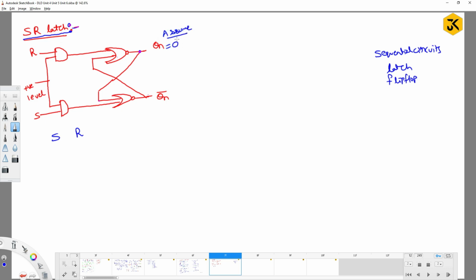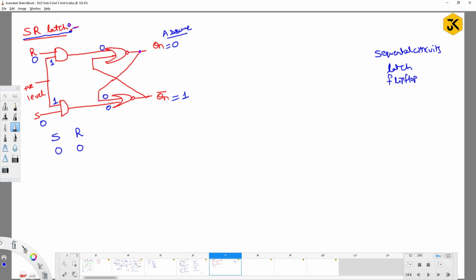Q1 is 0. If Q1 is 0, what should definitely be at Q1 bar? It should definitely be 1. Now, if Q1 is 0, this input is 0. Assuming that SR is 0, 0, meaning S is 0, R is 0. As we are getting a clock signal, I can say this is 1 and here also it is 1. Now, what is the AND gate output? 0 and 1 is 0. That input will be coming here. What is here? 0 and 1 is 0.